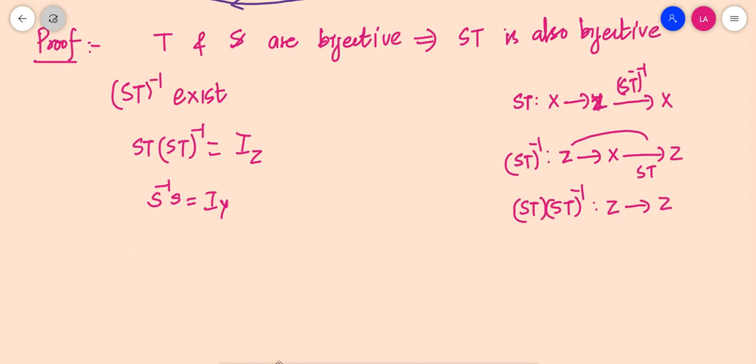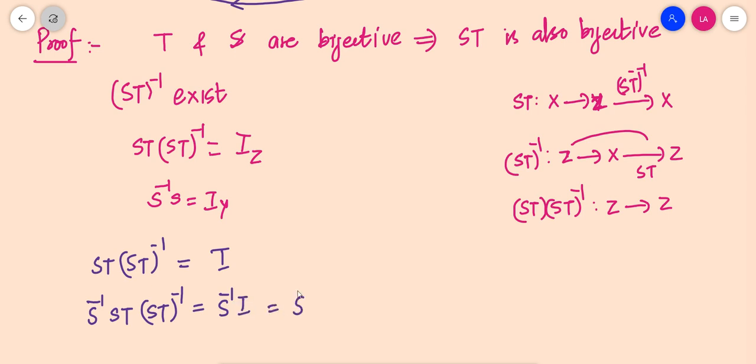So we move on to this: ST composition ST inverse is equal to I. Now we apply S inverse onto the left hand side of this. S inverse ST composition is equal to S inverse I. S inverse I is actually S inverse. So this is actually equation number 1.